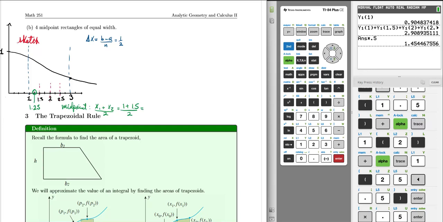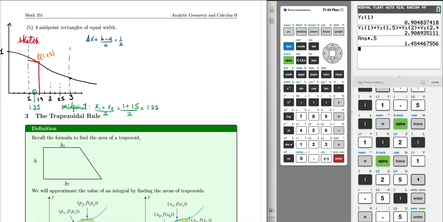That gives you 1.25. All right, so with this 1.25, we are going to be calculating the height. The height right here is f of 1.25. And now we can form our rectangle here. And we're going to be doing the same thing for the other subintervals.